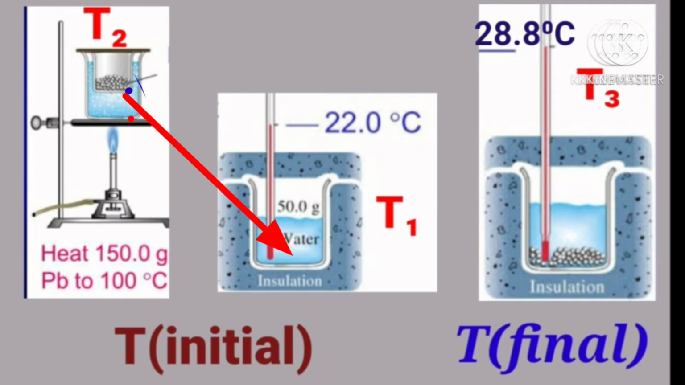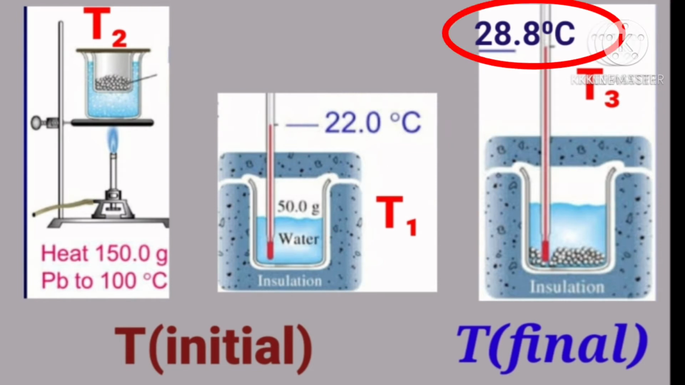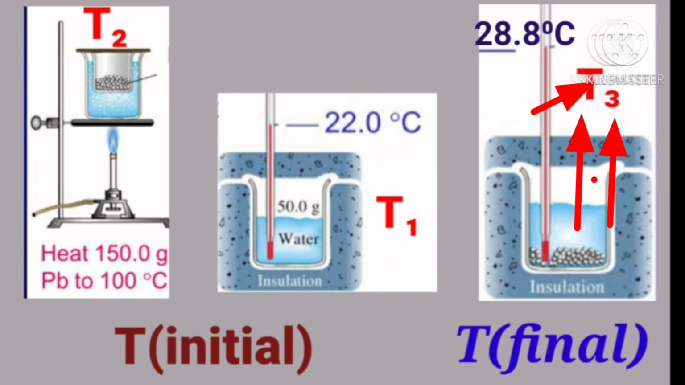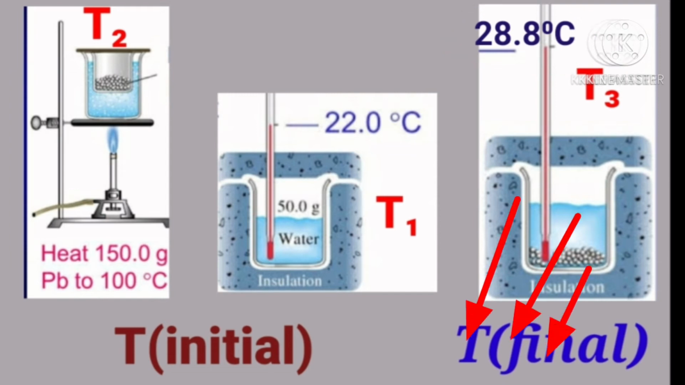Now I transfer these lead shots into water and leave it for some time to reach thermal equilibrium. Here lead shots give heat, water and calorimeter receive heat. Now water, lead shots, calorimeter reached T3, 28.8 degrees Celsius. This is the final temperature of water, calorimeter and lead shots.